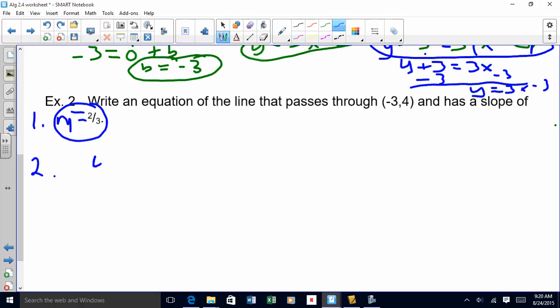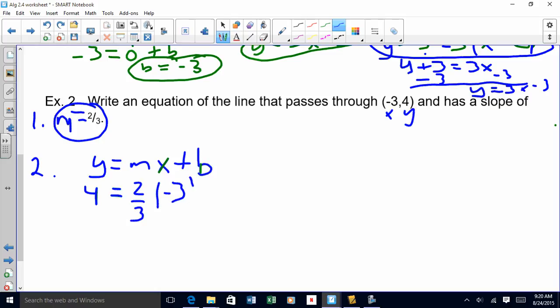So I'm going to write y equals mx plus b, and we're going to substitute that negative 3 in for the x and the 4 in for the y. So 4 would equal 2/3 times negative 3 plus b, and we solve for b. That's just substitution. That's all we did there.